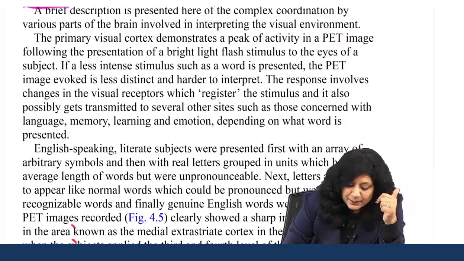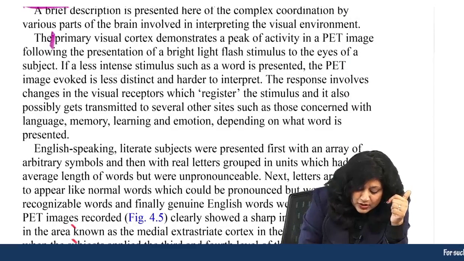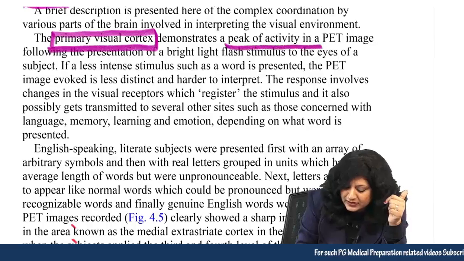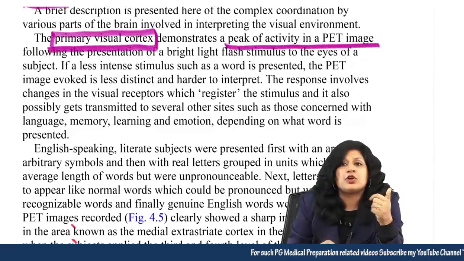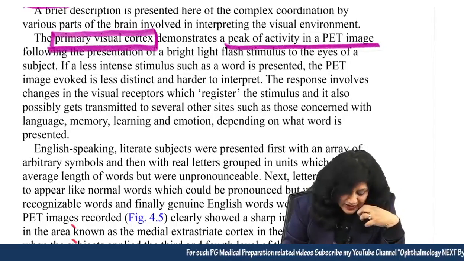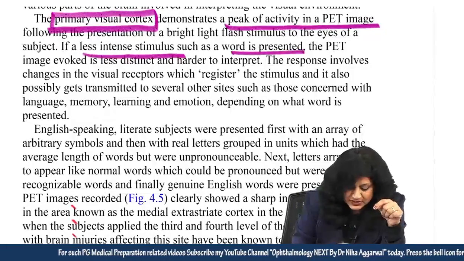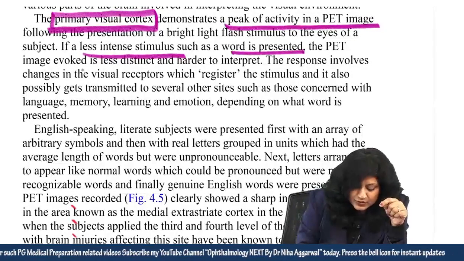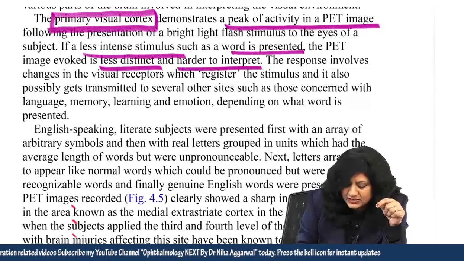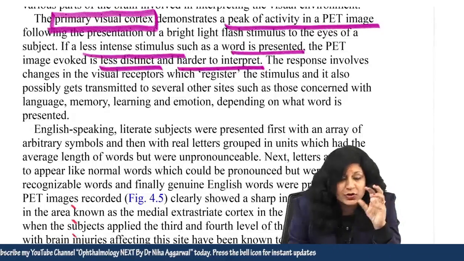Now, primary visual cortex. If I talk about the primary visual cortex, then this demonstrates a peak of activity in the PET image following the presentation with a bright flashlight. So, if a less intense stimulus such as a word is presented, then the PET evoked image is less distinct, and this will be harder to interpret also if you are using a less intense image.